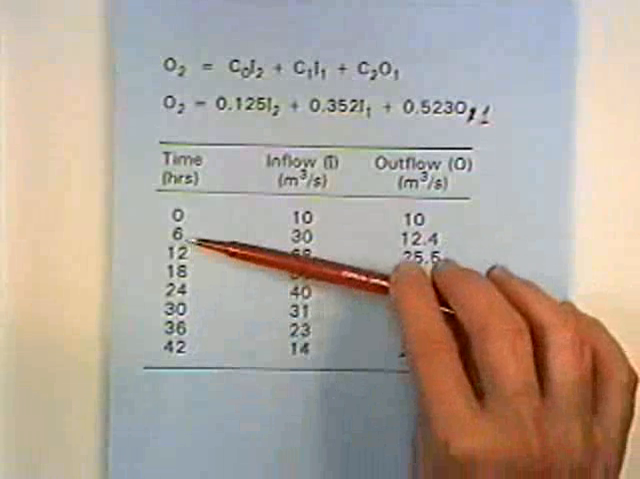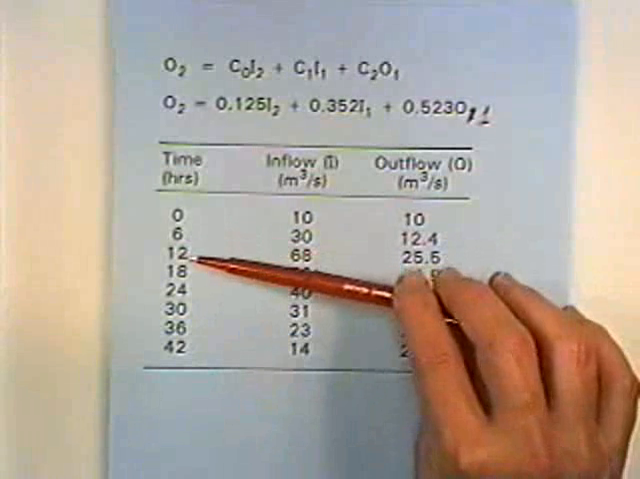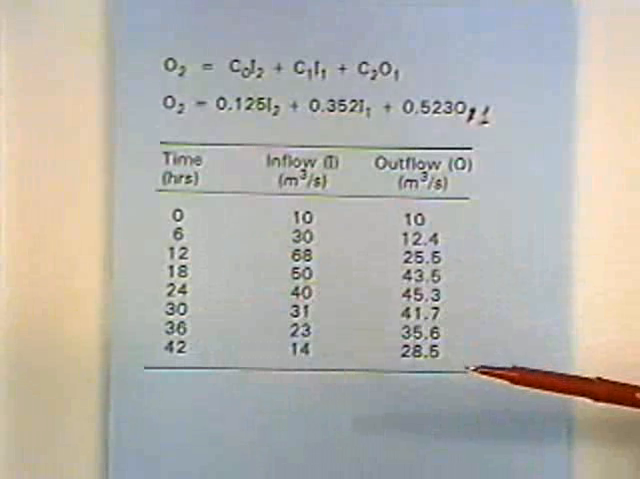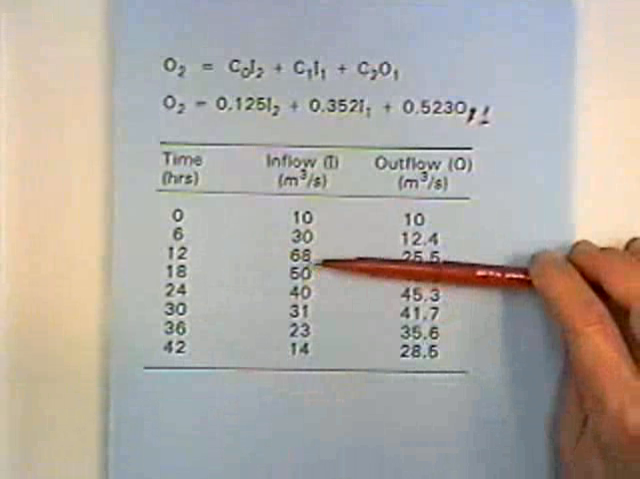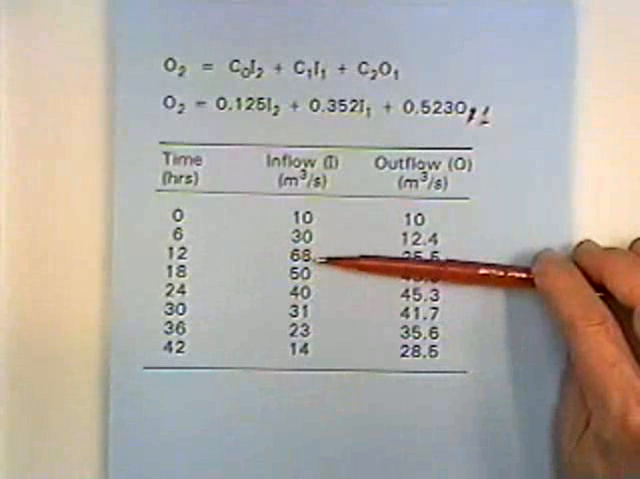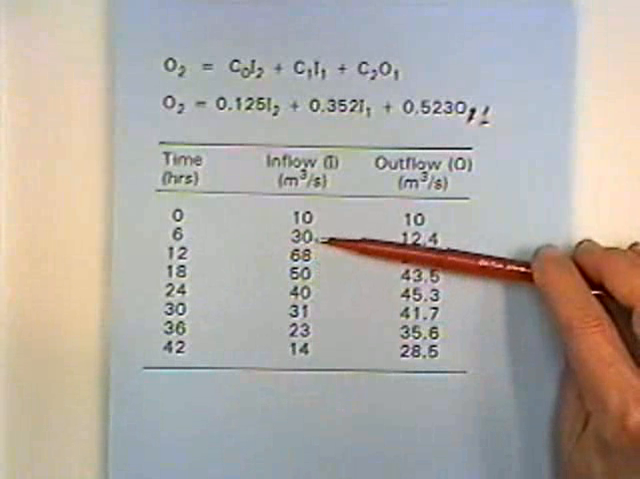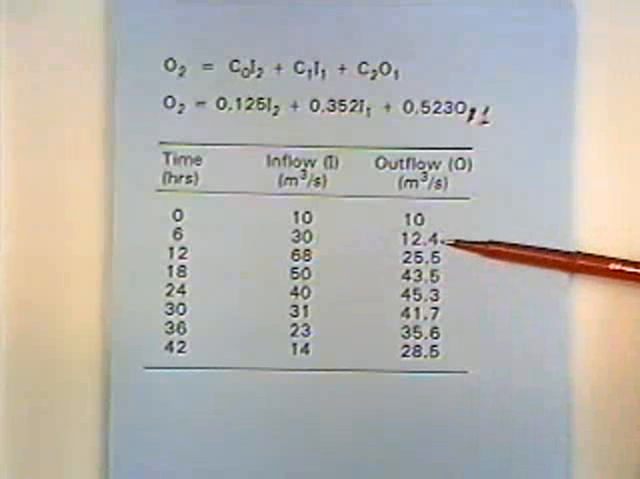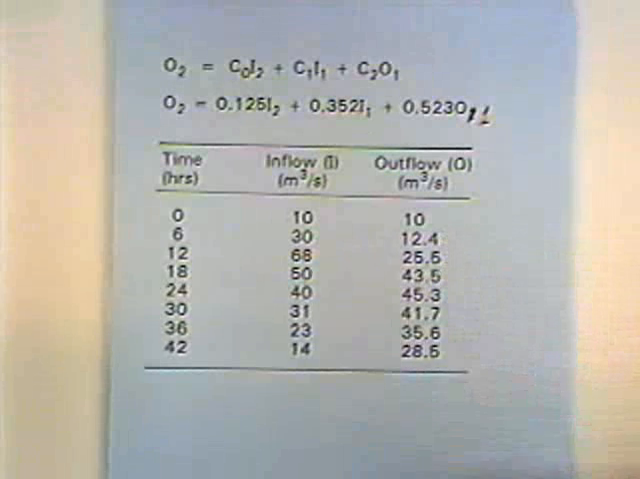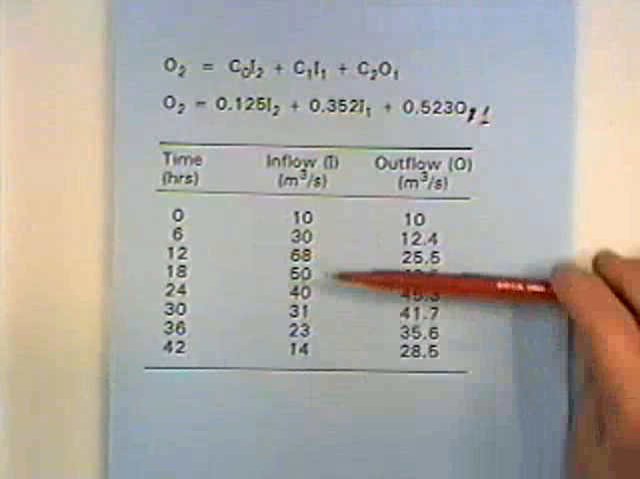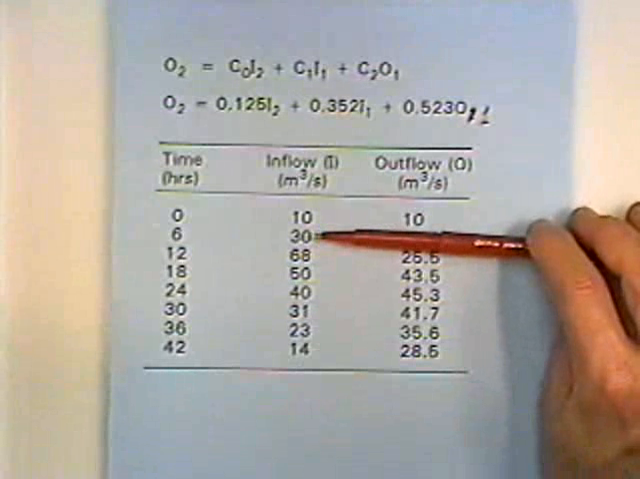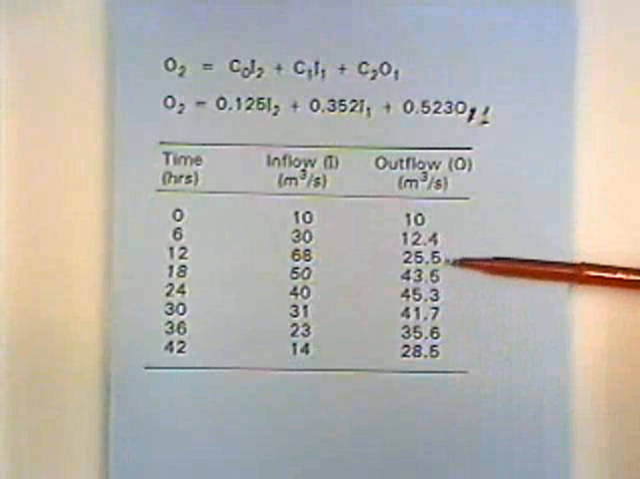And when we do it all over again, the 6 hours, that's subscript 1, and the 12 hours, that's subscript 2, the beginning and ending of the second 6-hour increment of time. And so we say 68 times 0.125 plus 30 times 0.352 plus 0.523 times 12.4 to get 25.5. And we route through, given the hydrograph coming into the river reach at some location upstream, we compute the hydrograph at some location downstream.